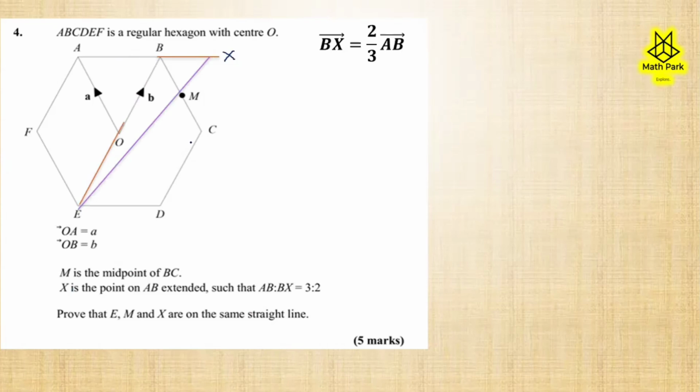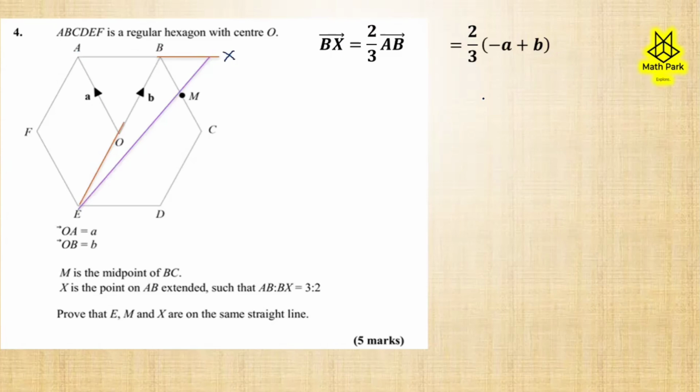So you are given AB is to BX is equal to 3 is to 2. So you get BX is equal to 2/3 of AB. Now what is AB? If I go AB, it is going to be AO plus OB, which is minus A plus B. Okay. So that's how BX is equal to 2/3 of minus A plus B.